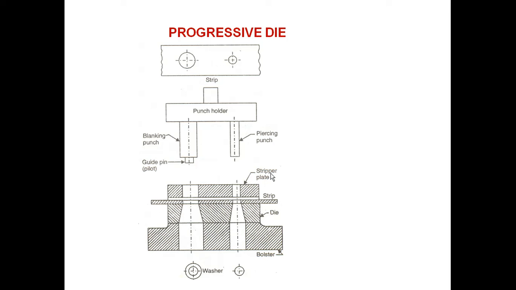Now here the progressive die is shown to manufacture a washer. So in a progressive die there is a series of stations. So at each station an operation is carried out. So you can observe here, piercing operation is there and blanking operation is there. So at station 1 the piercing die and piercing punch are there. So piercing operation is carried out, and at the second station blanking operation is carried out. So this arrangement is for manufacturing a washer from the sheet metal.